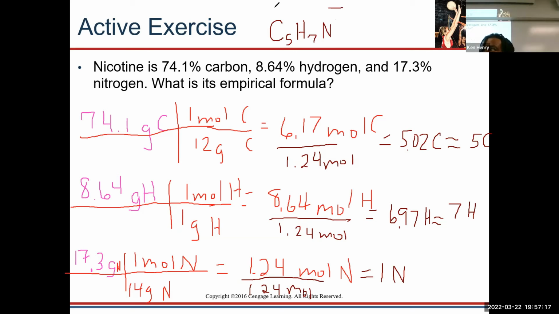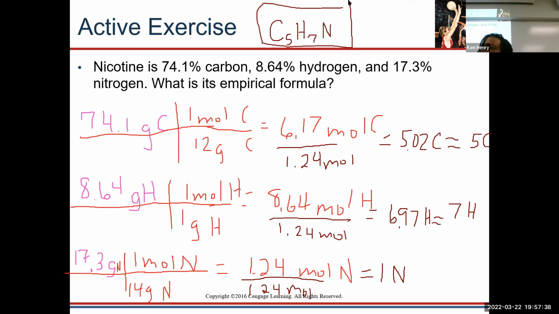Okay, that's how we would do an example with percentages. Any questions?